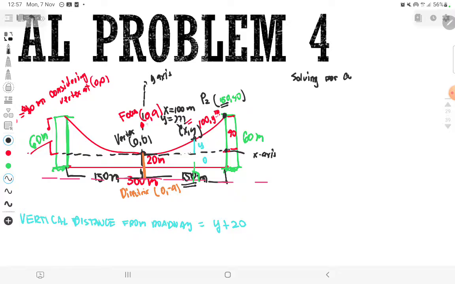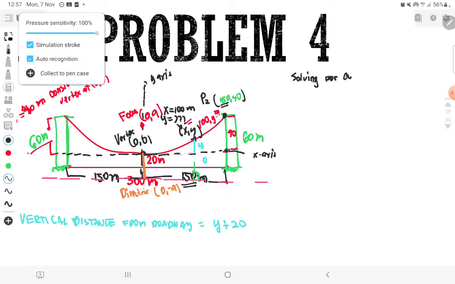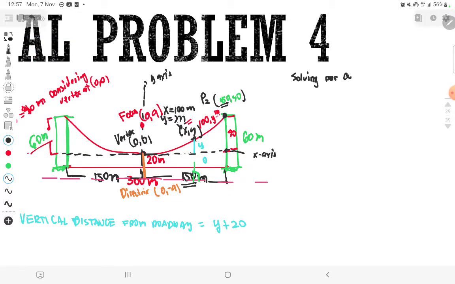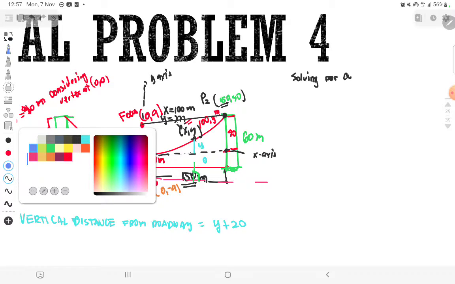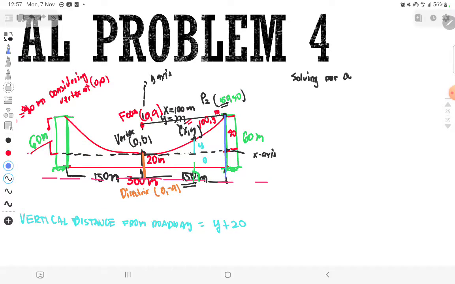I will consider this distance from my focus to this point, and from this point P2 to my, what color should be the best here? Blue. So my P2 to this point. Take note that this is perpendicular to my directrix.